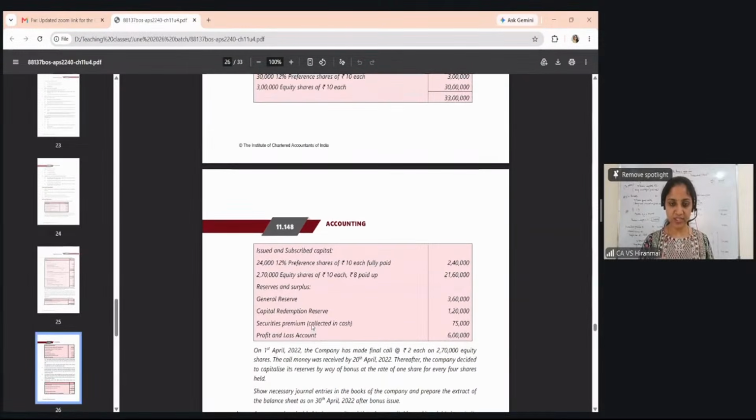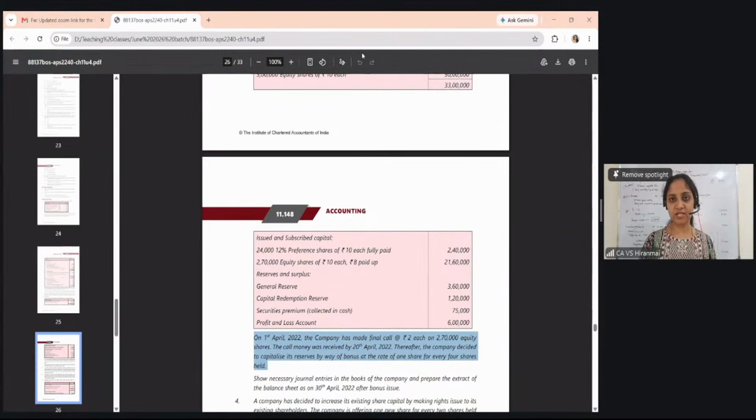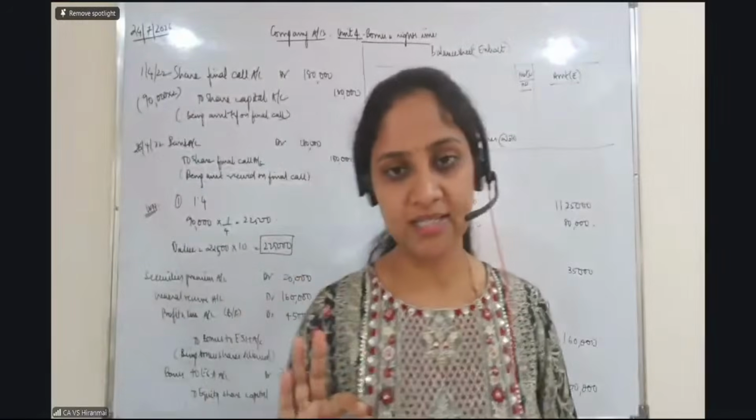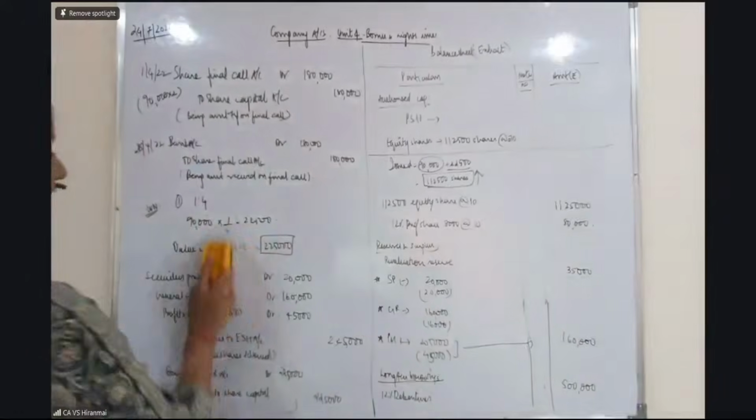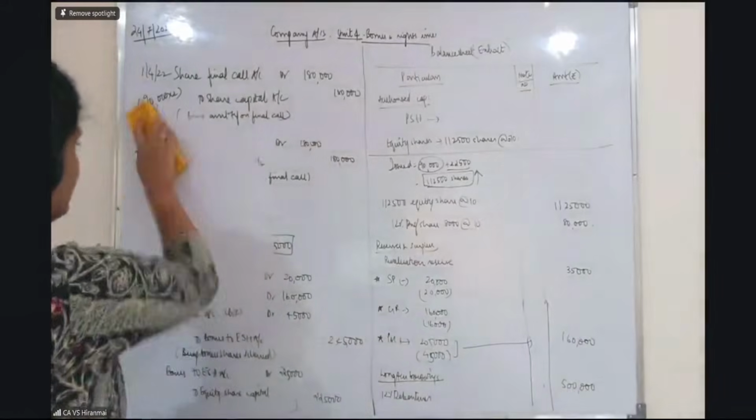Practical question number 3 also the same thing. 1st of April, the company has made a final call. Thereafter, the company decided to capitalize its reserves by way of bonus at the rate of 1:4 shares. So 3 practical questions and 1 illustration. I want you people to work it out. Very, very simple. Whenever you do it, it will be very, very easy.